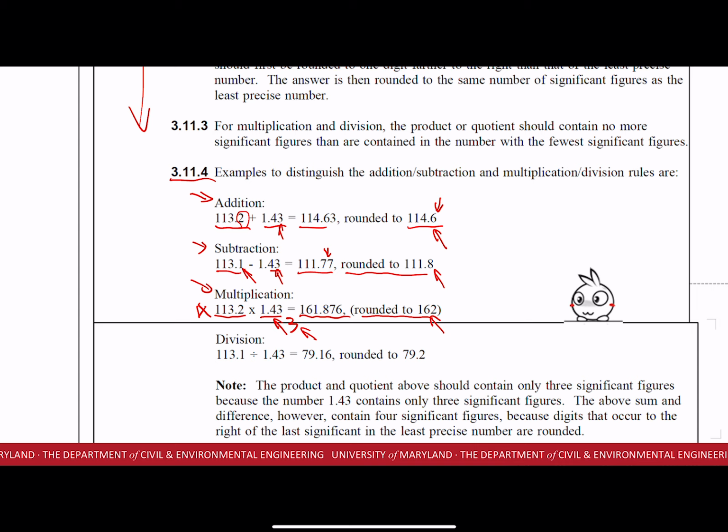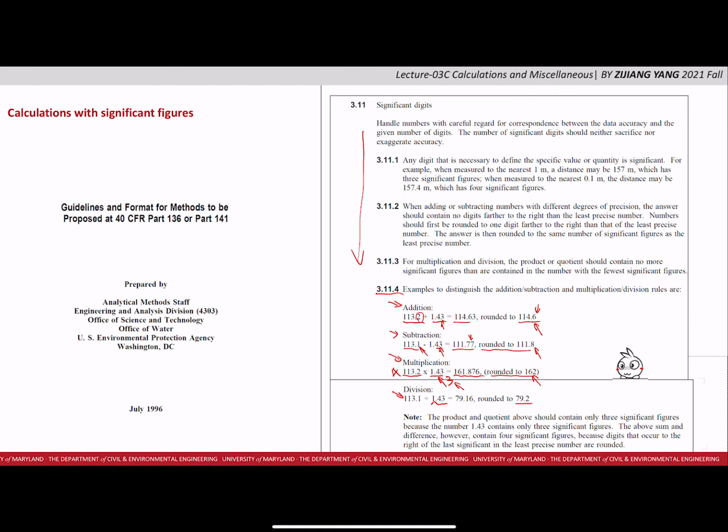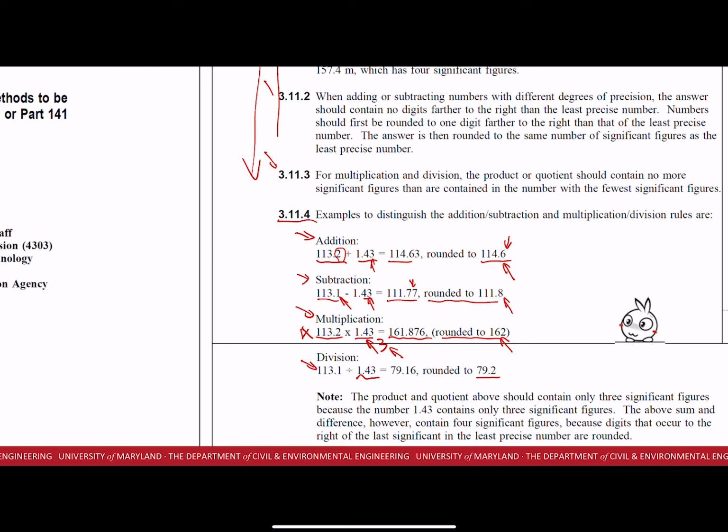And this is the same for division. This one has 3 significant figures, so when we report data, we only report 3 significant figures. And the rules are here. If you're interested, you can read this, and I will upload these slides on ENCE. So for here, do you guys have any questions?